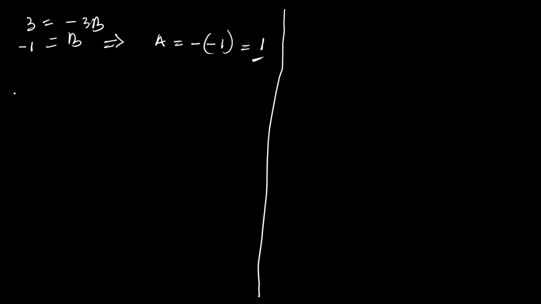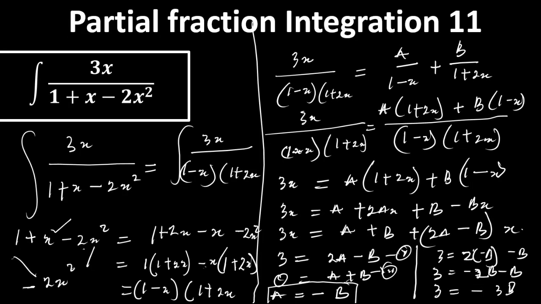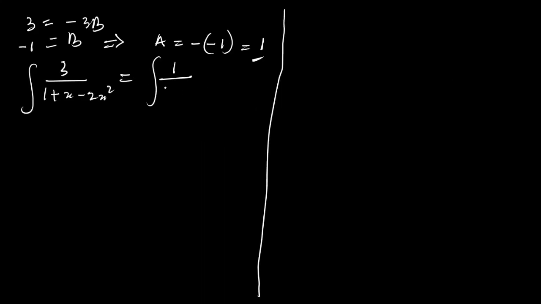Now, if a is equal to 1, I can begin to rewrite my equation: the integral of 3 over (1 minus x)(1 plus 2x) is the same thing as the integral of a, which is 1, that's 1 over 1 minus x, minus, because b is minus 1, 1 over 1 plus 2x, with respect to x. We're integrating the whole of these with respect to the x.